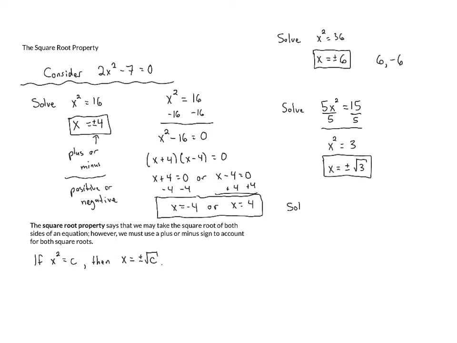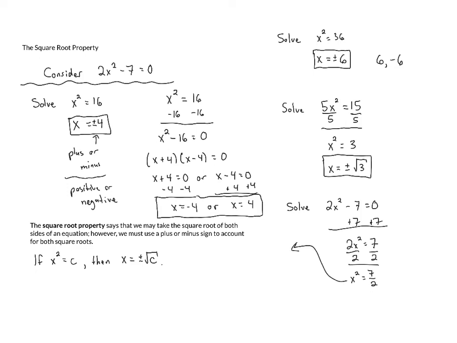And now we'll work on the original problem that we had written, 2x squared minus 7 equals 0. Again, to use the square root property, we need the left-hand side to be a perfect square. And in this case, it's not. So we need to start by isolating that perfect square. To do that, we can add 7 to both sides. That leaves us with 2x squared equals 7. And then we can divide both sides by 2. This gives us x squared equals 7/2.